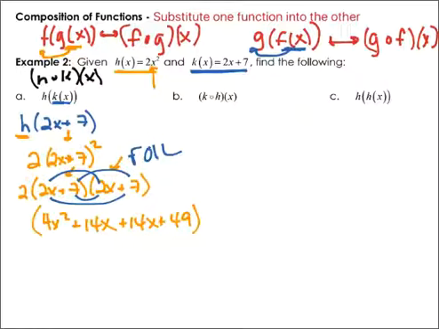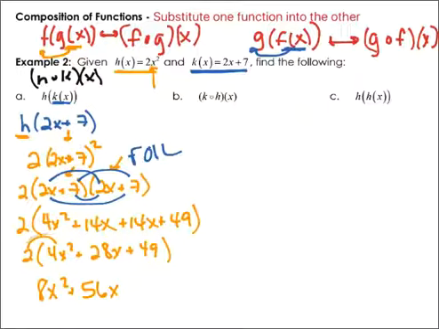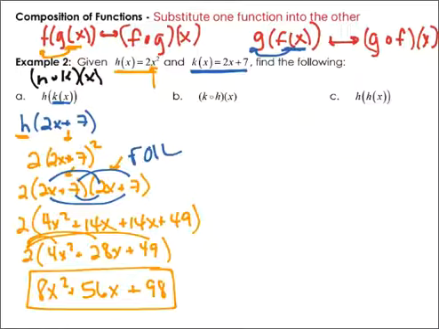I put parentheses around it because there's still a 2 out front. I'm going to combine like terms. I still have that 2. I've got 4x squared plus 28x plus 49. Distribute the 2 to simplify it: 8x squared plus 56x. Make sure you distribute that 2 to everything, plus 98. And we just did our first composition of functions. We took the k function and substituted it into the x for the h function.